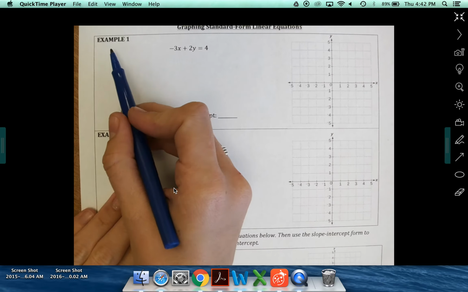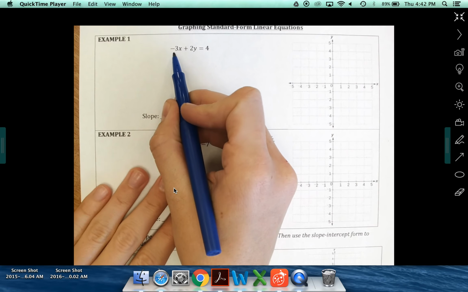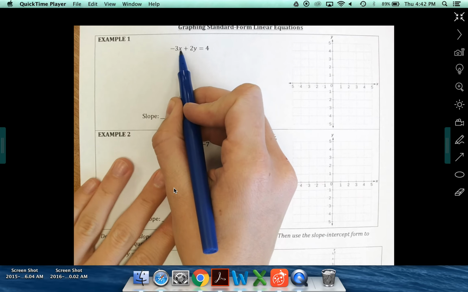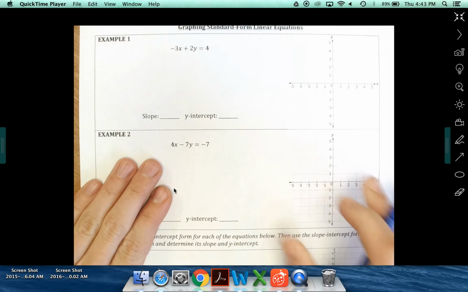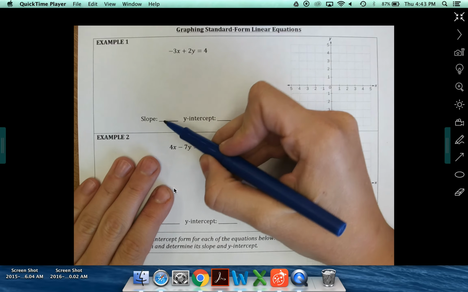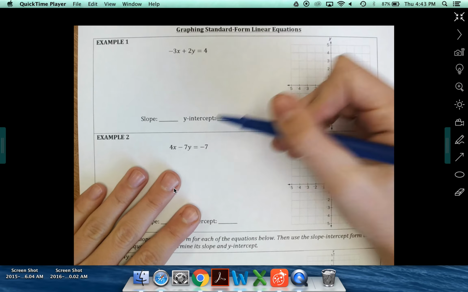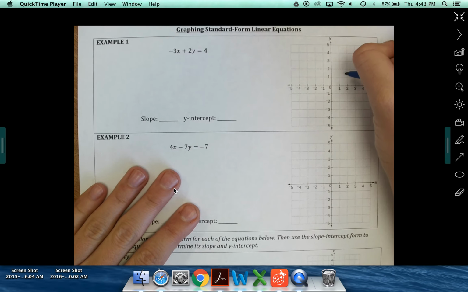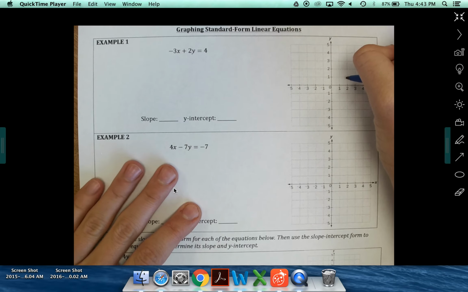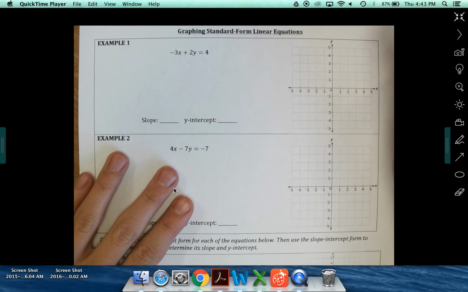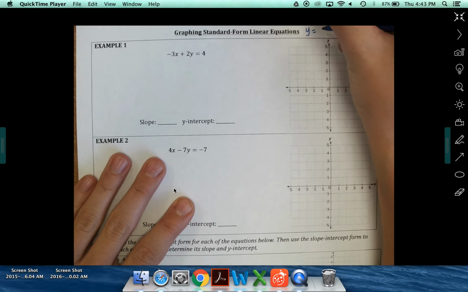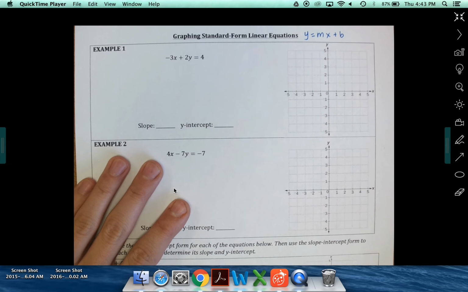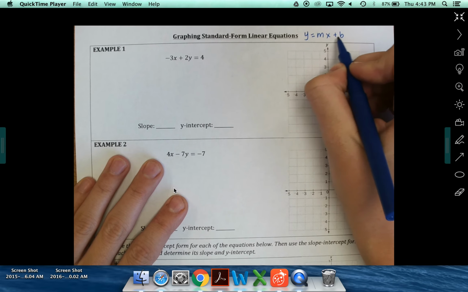So looking at example 1, our equation is negative 3x plus 2y equals 4. Now in order to figure out the slope and the y-intercept and to get this equation on the graph, we need it in slope-intercept form, right? So we need it as y equals mx plus b.